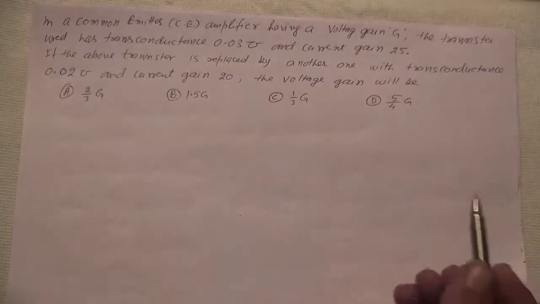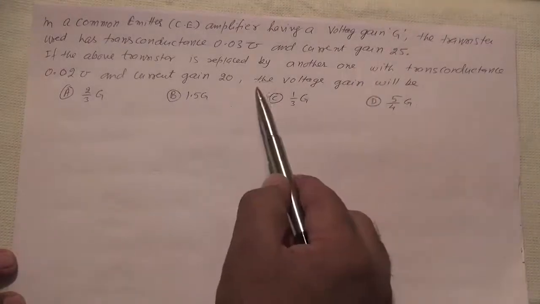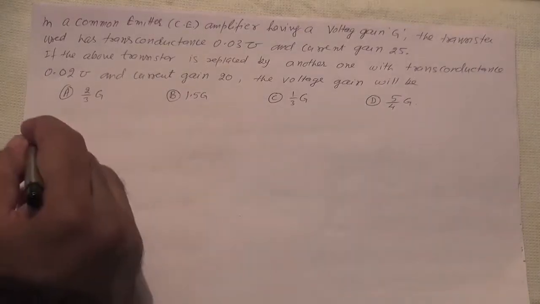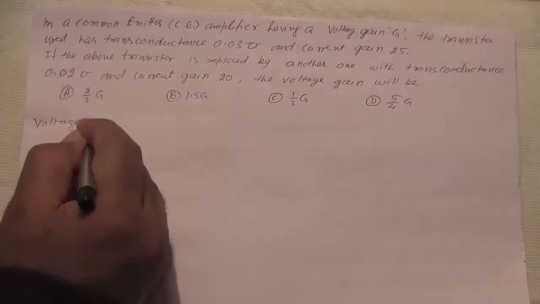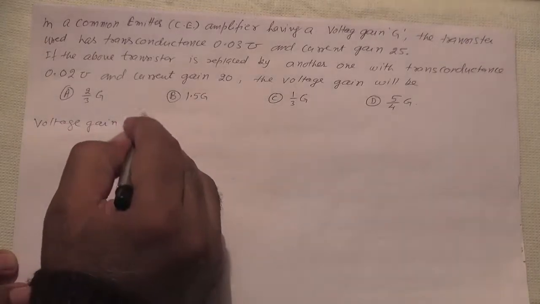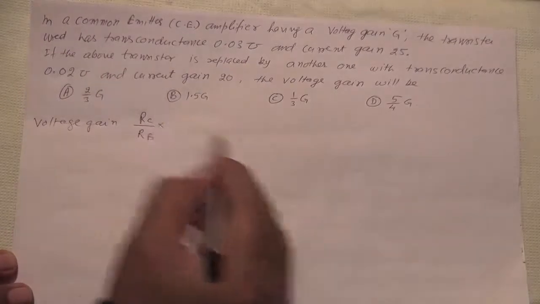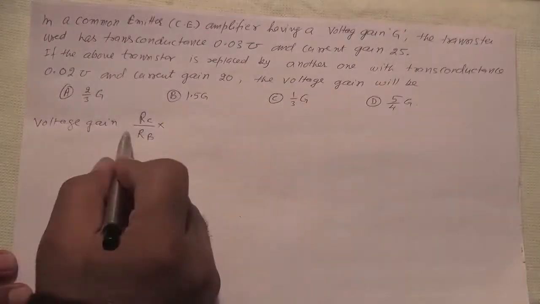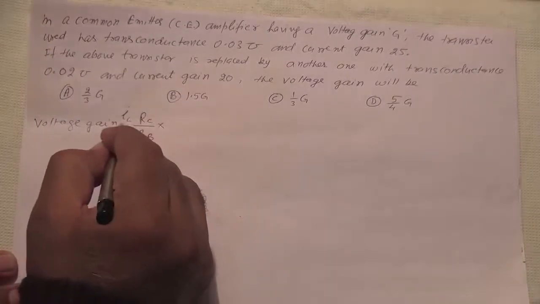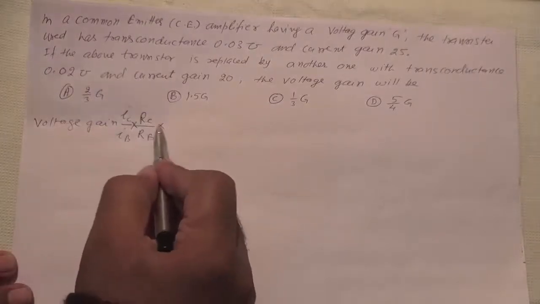Okay, so what is given to us and what we are supposed to find out? We are supposed to find out voltage gain. So the formula for voltage gain is current gain, that is IC upon IB, multiplied by resistance ratio RC upon RB.